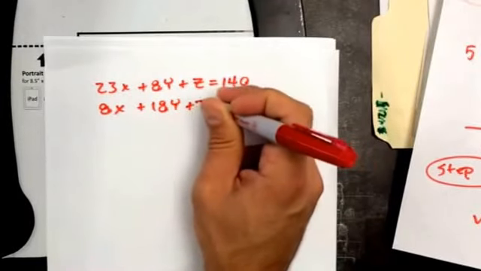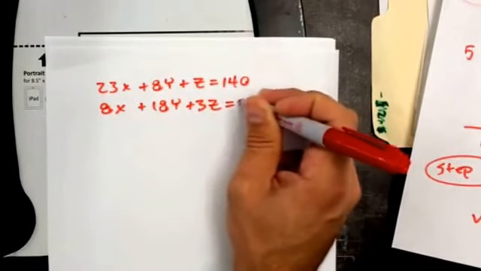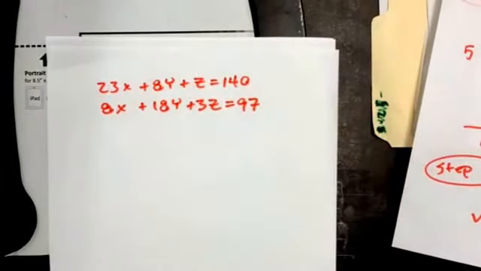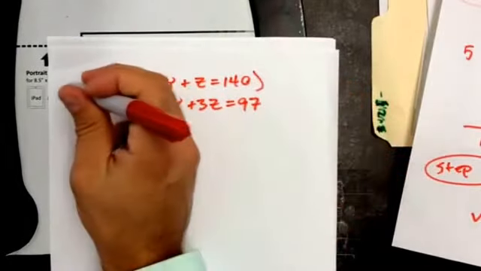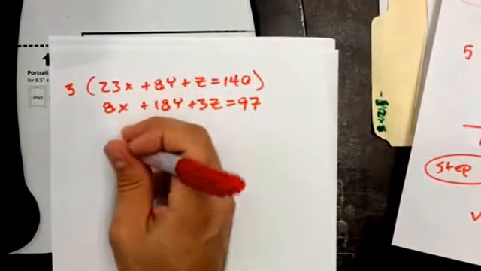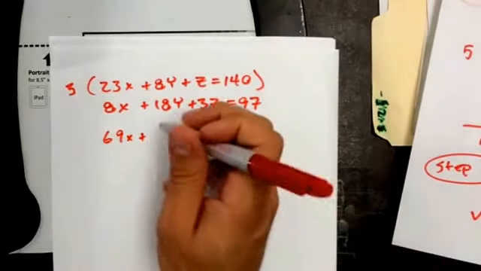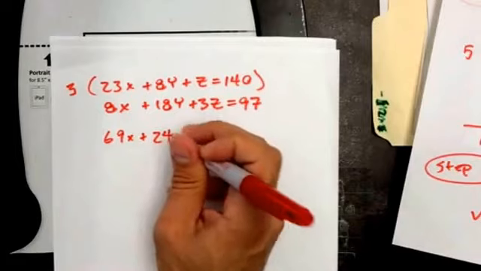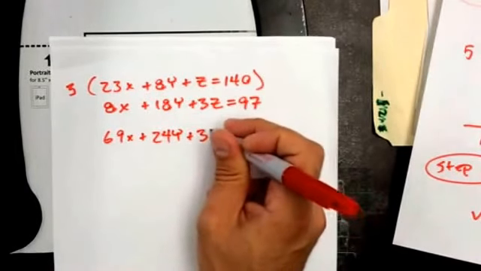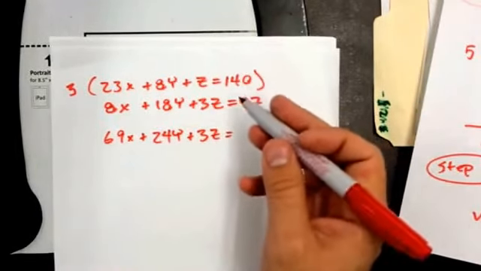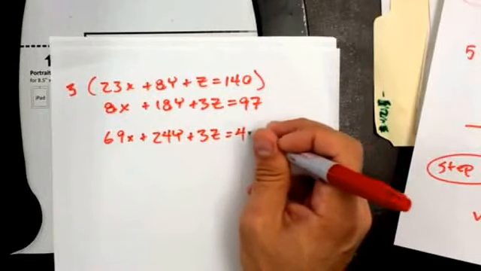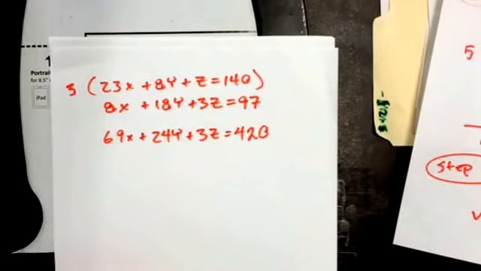I'm gonna have the same problem that I had before where my z's don't match. So in order to get them to match, I'm gonna multiply this top row by 3. I'm just gonna multiply everything in there by 3. You guys think I'm crazy? I'm making a video right now. 24y plus 3z equals 20.